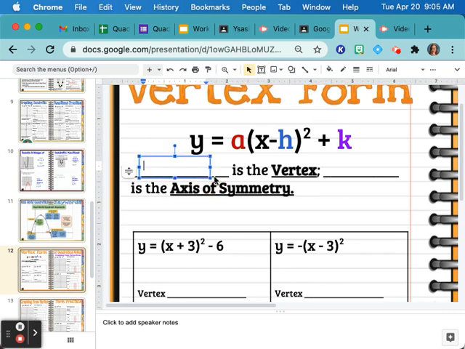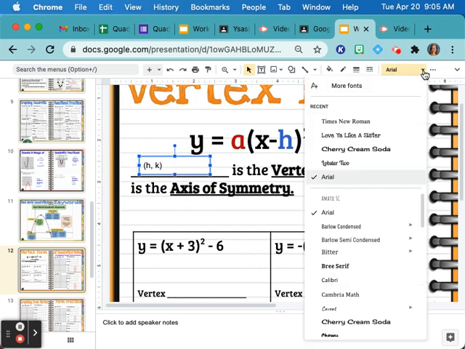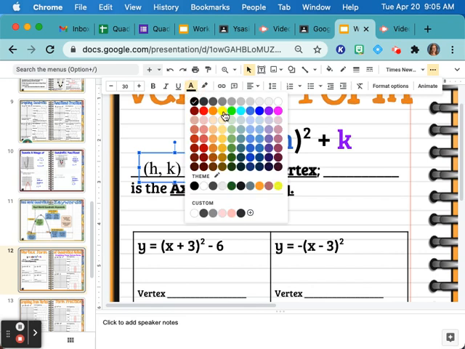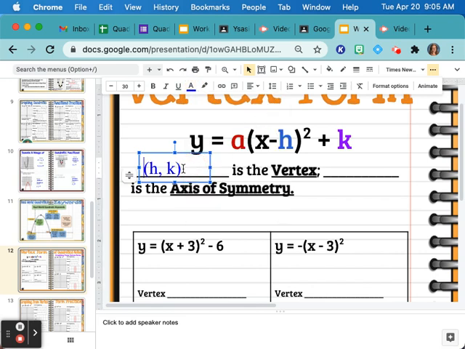So make a text box. And your vertex is point (h, k). Make it bigger. And color it blue. I'm just going to go over here. And then the axis of symmetry is the x value of your vertex. So it's x equals h is your axis of symmetry.